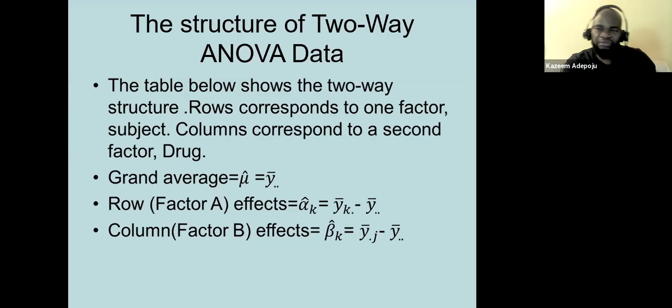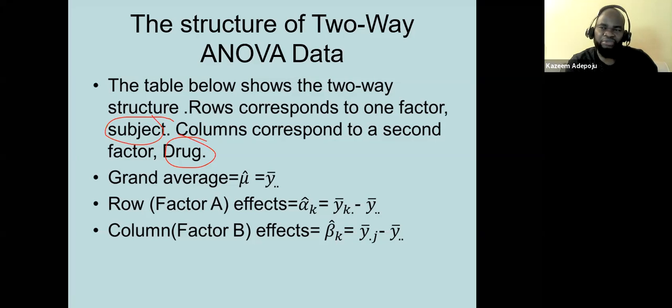The first thing we want to talk about in the two-way analysis of variance is the structure of the two-way data. What does it look like? The example I'm going to use today has two factors: subject and drug. When we present two-factor analysis of variance, we have a cross tabulation where one factor is in the rows and the second factor is in the columns.